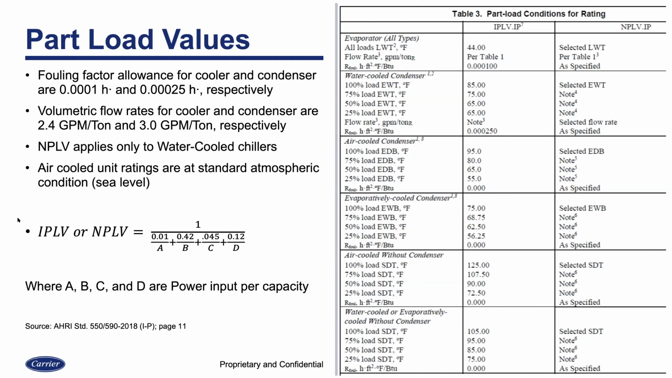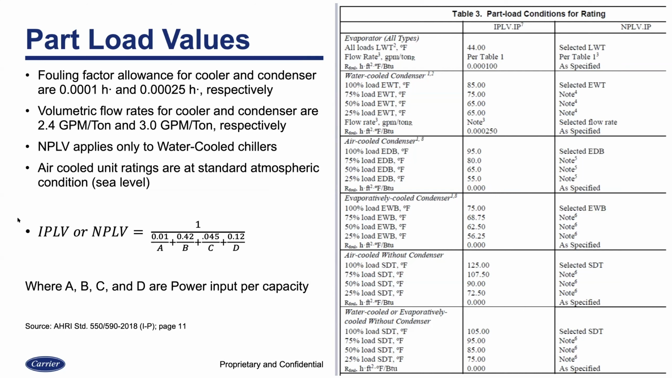And if we keep going down in this column, in the first one in particular, we see specific condenser entering temperatures depending upon the condenser type, whether it's water cooled, air cooled, etc. And those temperatures correspond to specific load points, such as 100% load, 75%, 50%, and 25%.